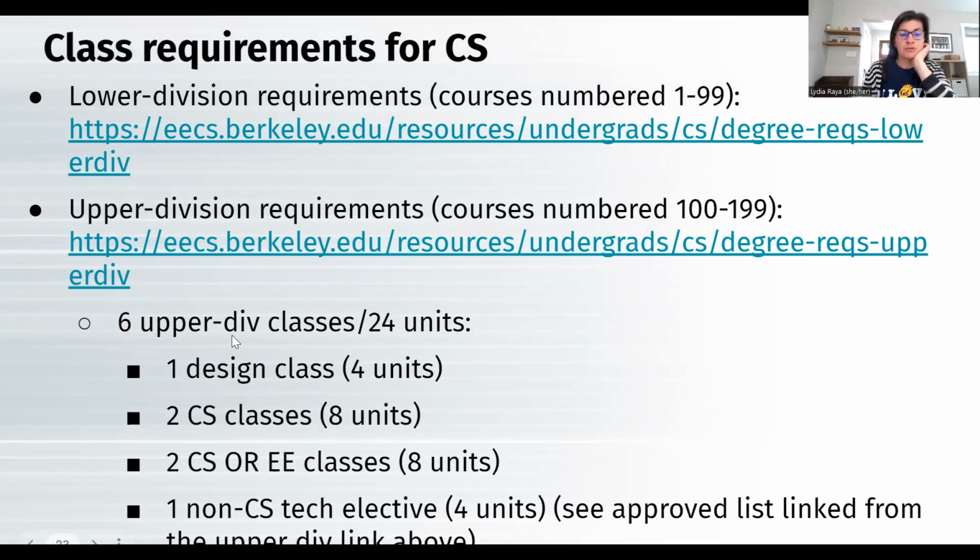And then students want to know, what do the upper division requirements actually look like? So it's going to be 6 classes. One is going to be what's called a design class. And we have a big list of options for what counts. 2 upper division classes must be in CS because your major is in CS. Another 2 can be in CS or EE.